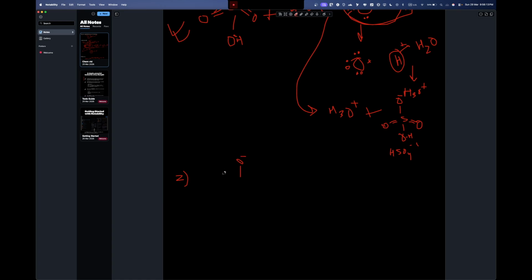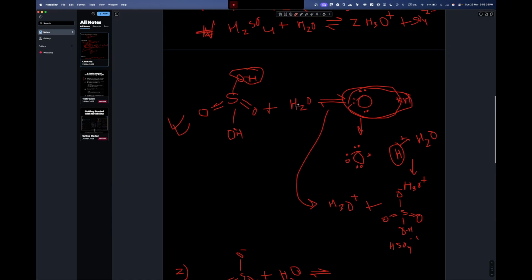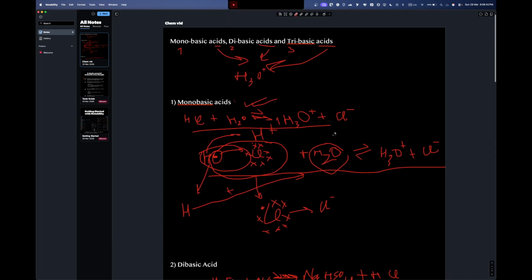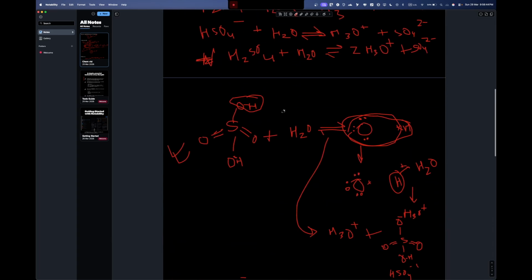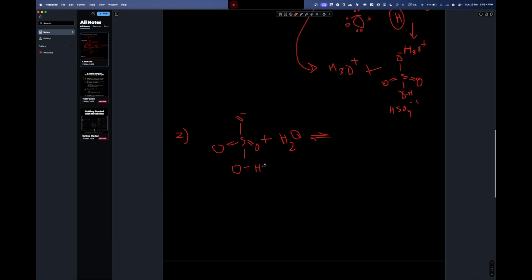O minus, O double bond S, double bond O, O and H. Same way, bonding. And now again, you add H2O. This time the compounds know the drill. But still, this bond is very strong. H2O again does the same thing as it did previously with the first step of the dibasic acid, combination with water as with monobasic acids. So again, this hydrogen is gonna go, but one electron is gonna be gained by this.